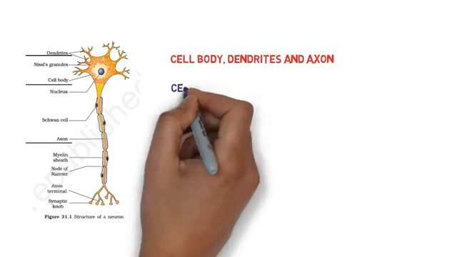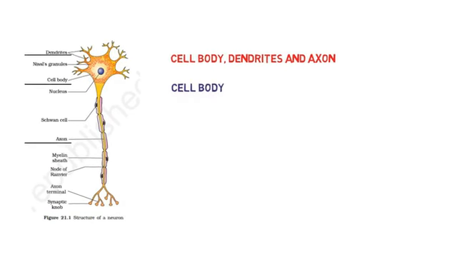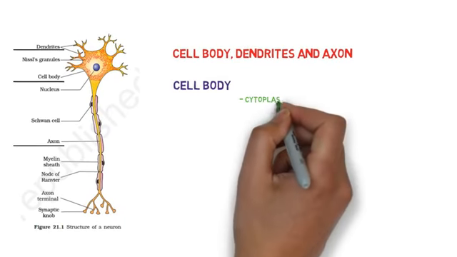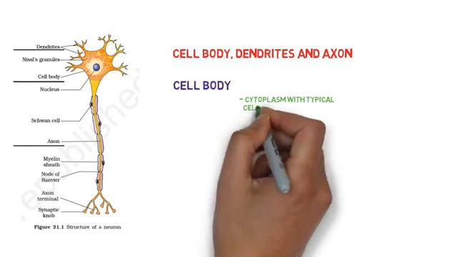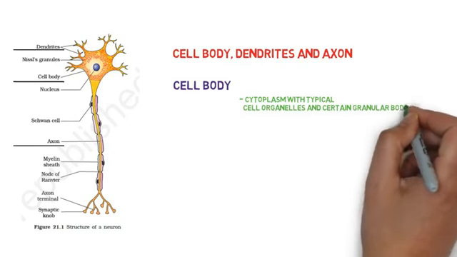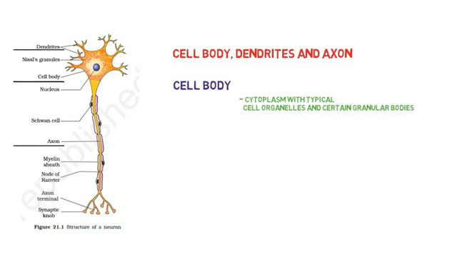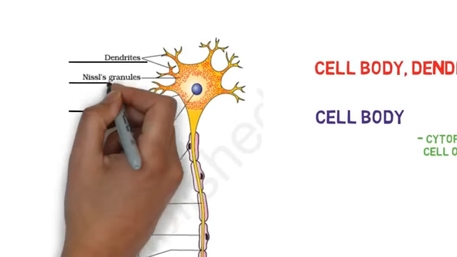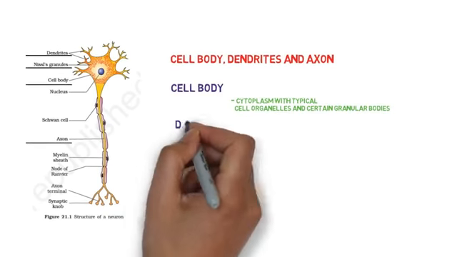Now the cell body contains the cytoplasm with typical cell organelles and certain granule bodies. Now these granule bodies are called Nissl's granules. You can see here in the figure the Nissl's granules.